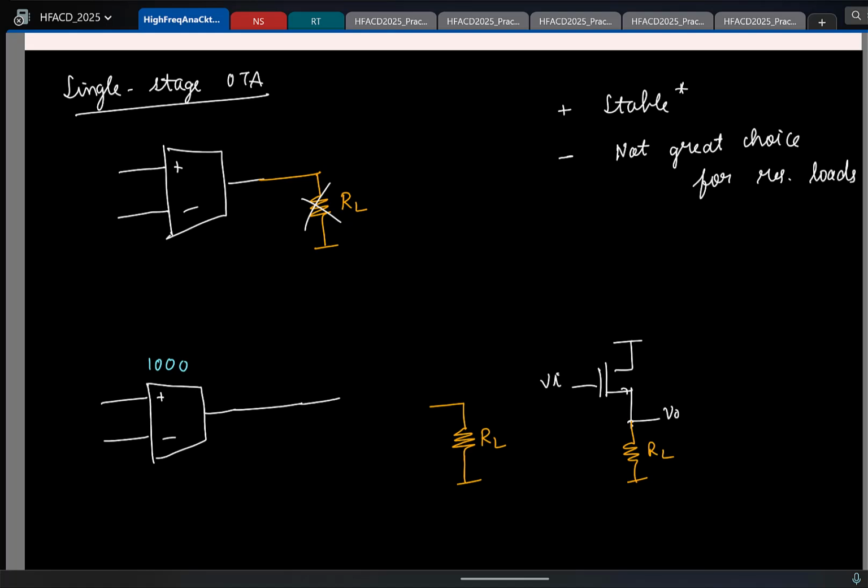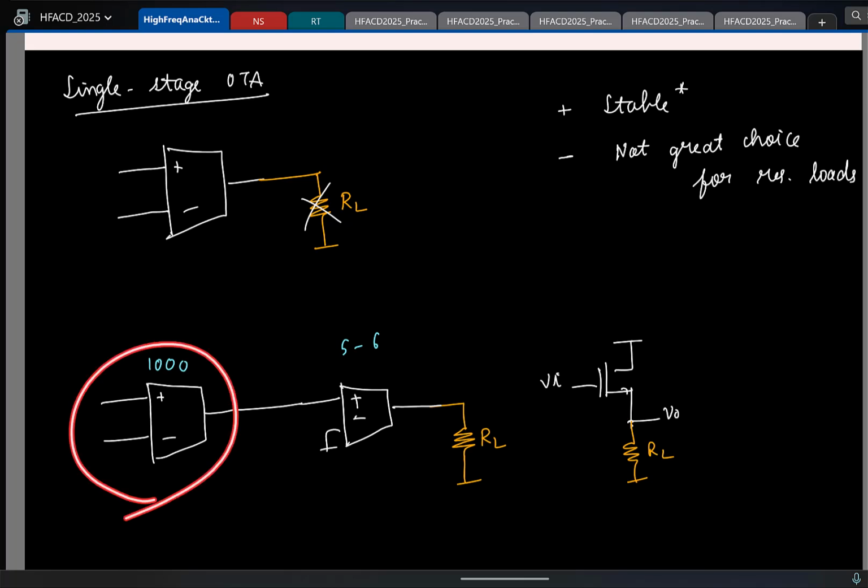So that's what we try to do. We try to put another Gm stage. Now of course this fellow, because we are loading it with a load resistor, the gain of this stage will not be very high, right? But even if it is, let us say, some 5 or 6, you see that the overall DC gain is significantly large, because you get the bulk of the gain from this fellow here. This stage is existing only for driving the resistive load.